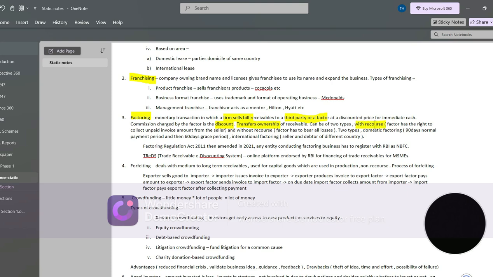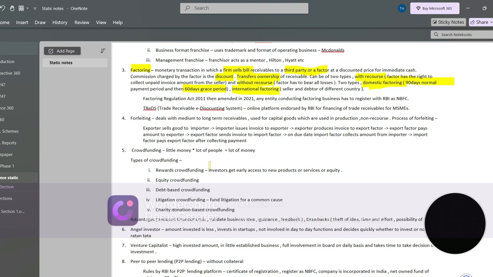One is with recourse, where the factor has the right to collect the unpaid invoice from the seller of the bill if whoever is obliged to pay the amount does not pay. Without recourse, they cannot collect it from the seller of the bill, so they have to bear all the losses. Now, there are two types of factoring. One is domestic factoring, which has a 90 days payment period, and then a 60 days grace period. For international factoring, the seller and debtor are of different countries.